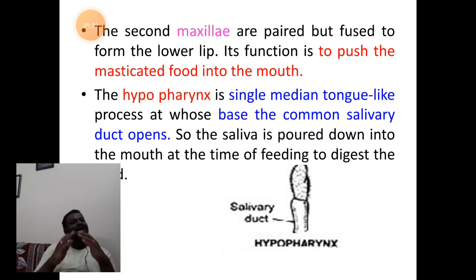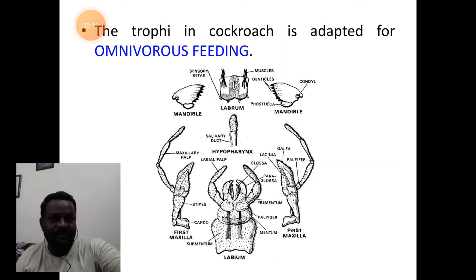Why is the salivary duct attached down here? The reason is the saliva gets poured into the mouth at the time of feeding. To digest the food, there requires the presence of saliva. The salivary duct is present at the base of the hypopharynx region, so that it assists in the process of digestion of food. So when we look at all the 6 major parts, all these parts help the insect to have an easier process of feeding by using the mouth parts.